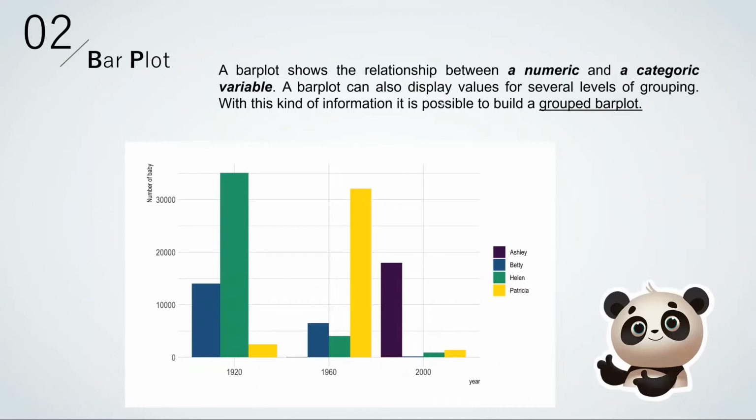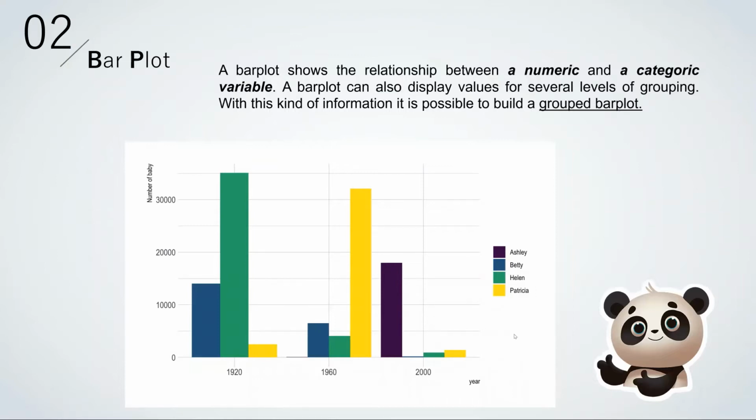So say, for example, here we have a grouped bar plot. Basically the x-axis is the year, and we have three groups here. The y-axis is the counts of the numerical data that we are interested in. Notice that we have four different categories, which correspond to our categorical variable. So say, for example, in the year 2000, Ashley has a number of babies of this amount.